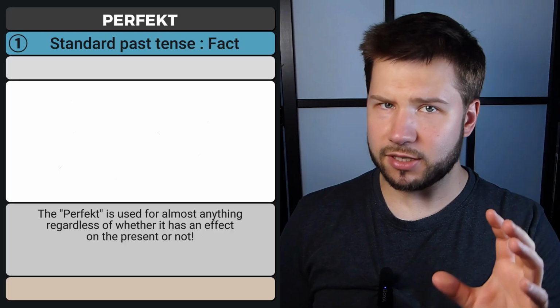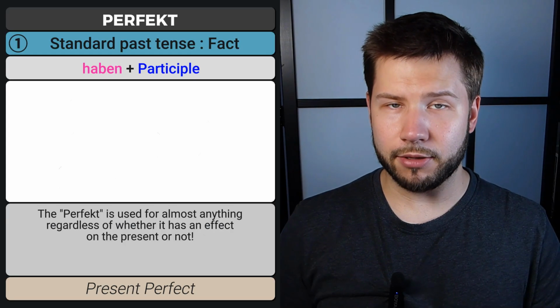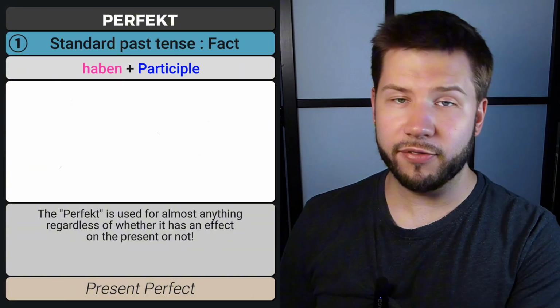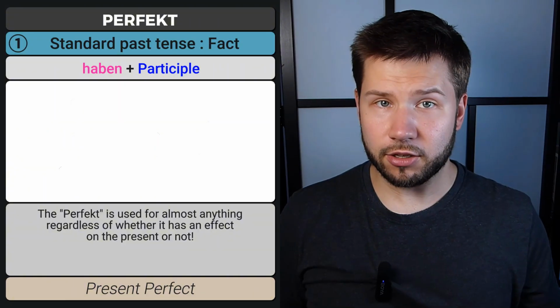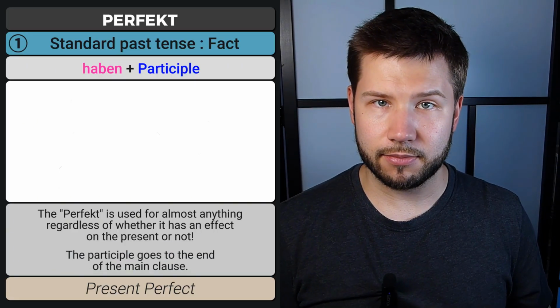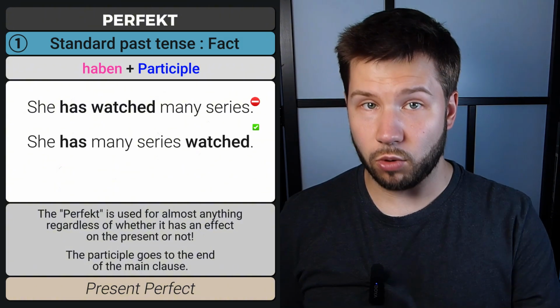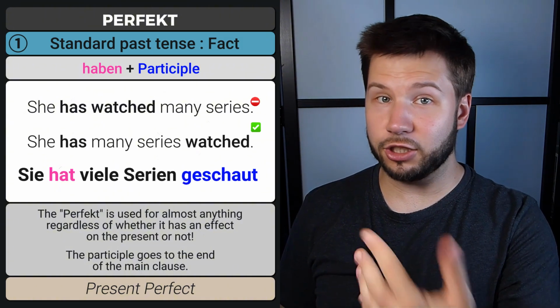The perfect is pretty similar to its English counterpart, the present perfect. You need the verb haben and use it together with the third form of the verb, the participle. The catch here is that, unlike in English, you have to put the participle at the end of the sentence. So instead of she has watched many series, you have to say she has many series watched. Sie hat viele Serien geschaut.